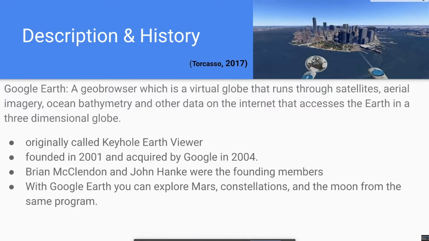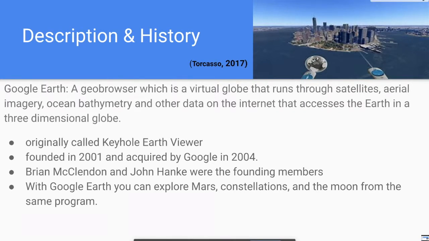Description and history. Google Earth is a browser that has been created as a virtual globe which is run by satellites, imagery, ocean views, and any sort of data that the internet can access to get a three-dimensional globe. However, Google Earth can go far beyond that imagery and being run by satellites to create this 3D image of the Earth, but it can also help people explore Mars, constellations, and anything in outer space that we can see, hear, smell, or touch.